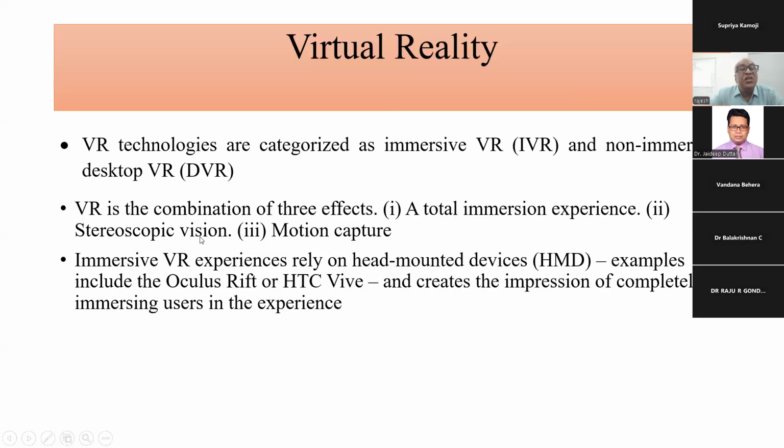Second word is stereoscopic vision. The simple meaning of stereoscopic vision is that the entire film has to be created for the two eyes. So frames have to be created twice, for the left eye and the right eye. That's stereoscopic vision. Then you have the motion capture. So these are the three effects in a VR: immersion, stereoscopic vision, motion capture.